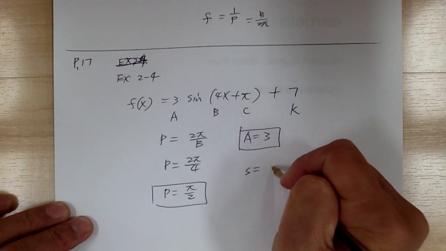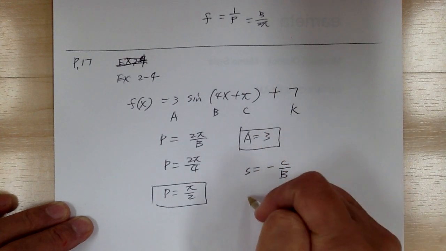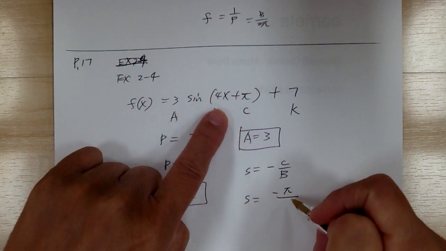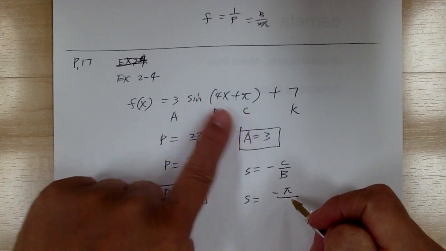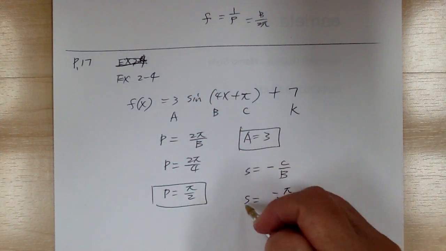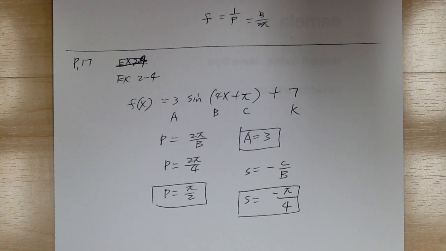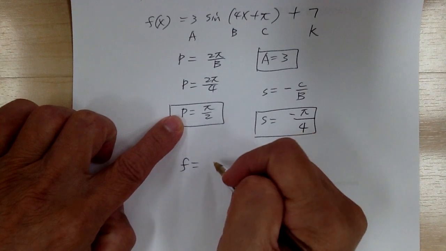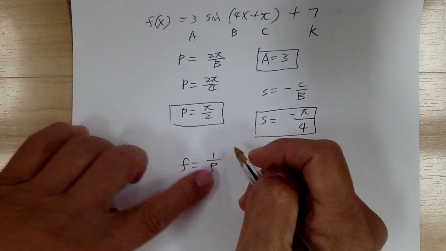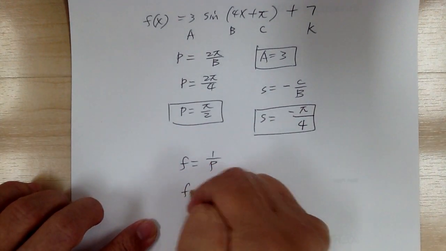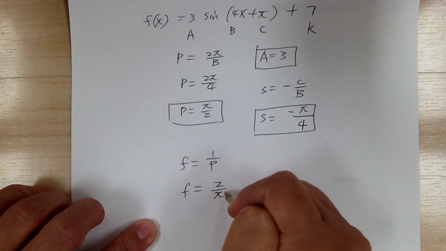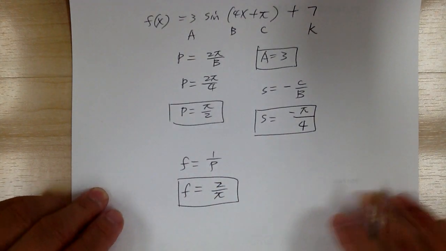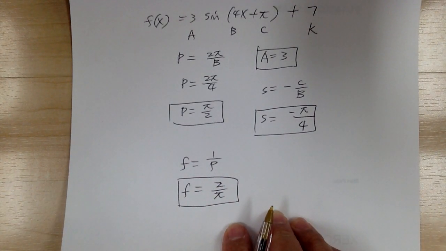Now the phase shift. The shift is equal to negative c over b, so negative pi over 4. And then what's the next one? The frequency. Well, the frequency is 1 over period, 1 over p. So the frequency would be 2 over pi, just the reciprocal of that. Okay, let's take care of that.